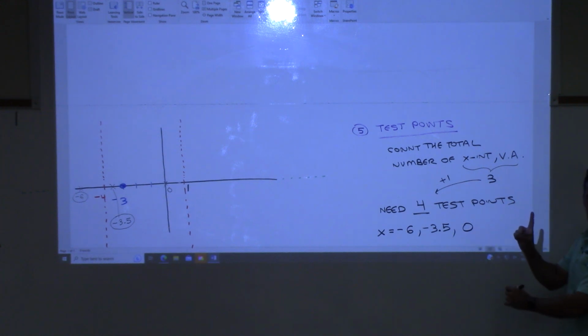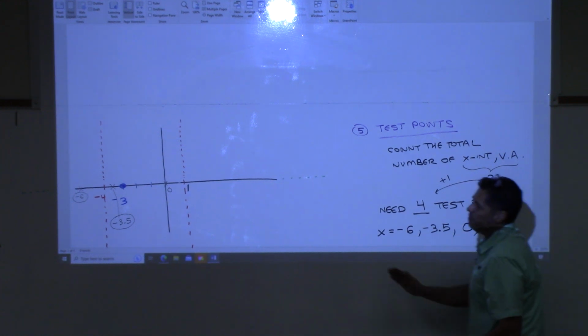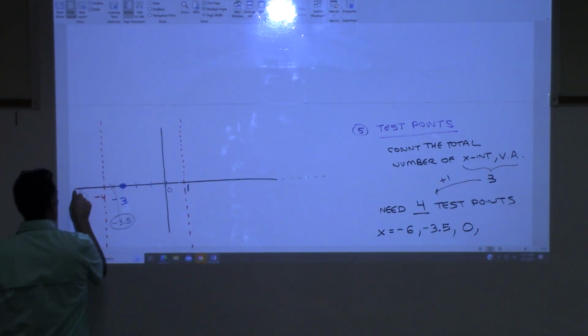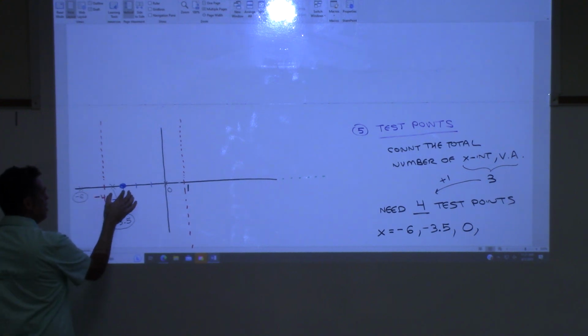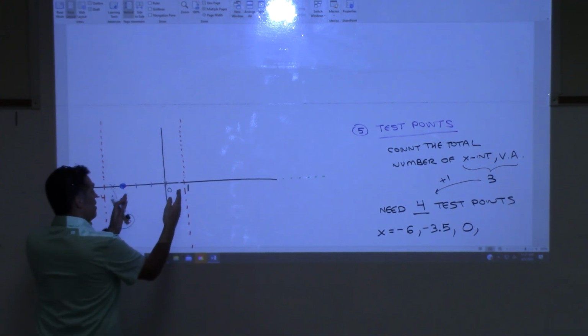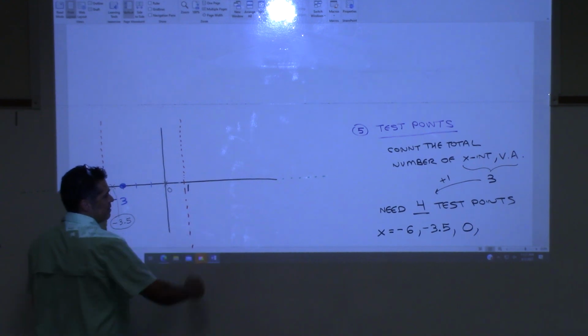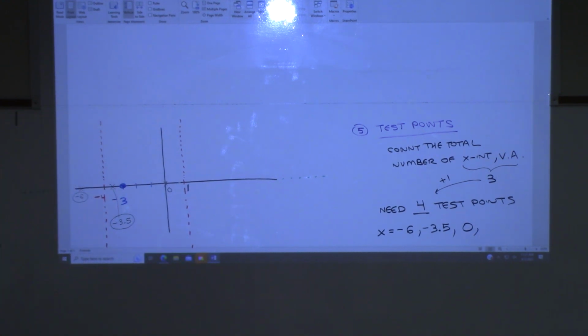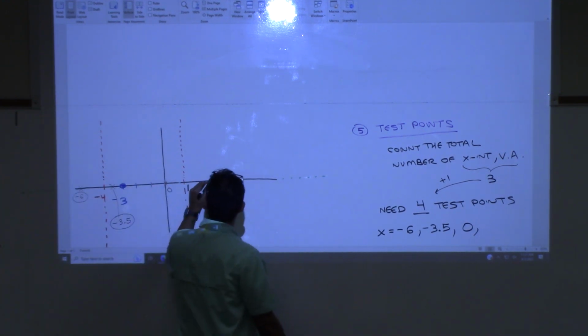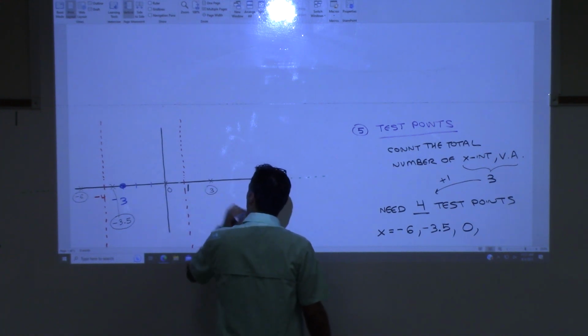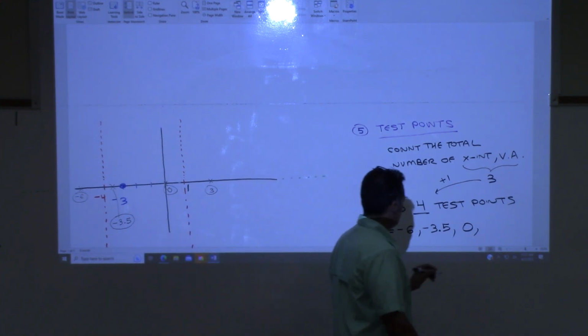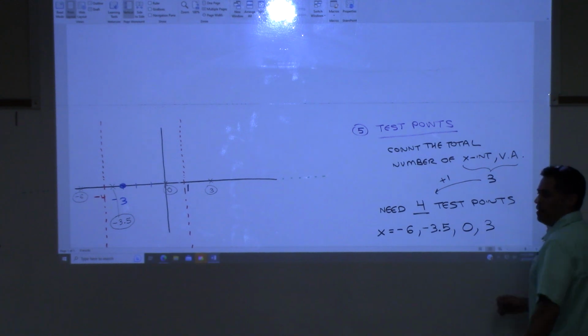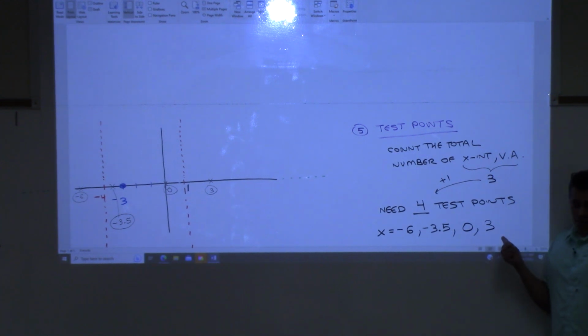Okay, I just need one more, right? So I've got something to the left of this vertical, something between these two, something between these two, one more thing to the right of this. 3. There they are. All right. So I've got 4 test points.